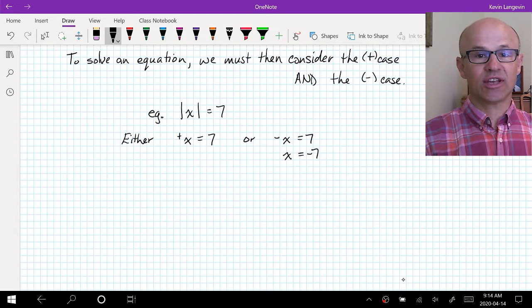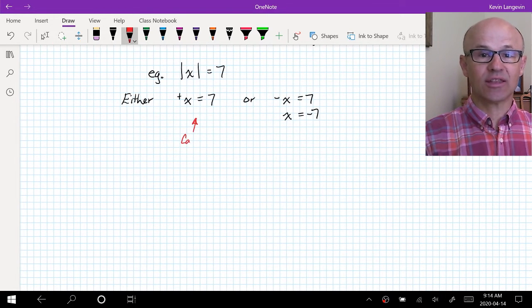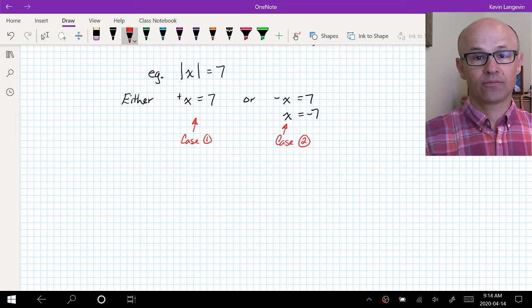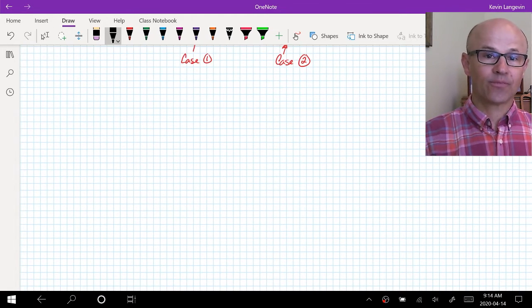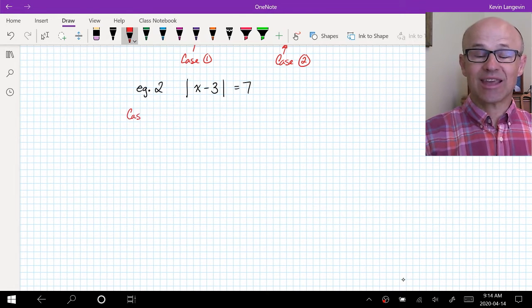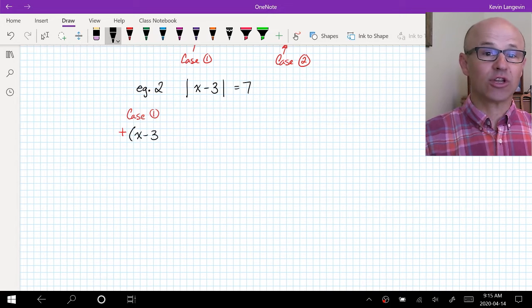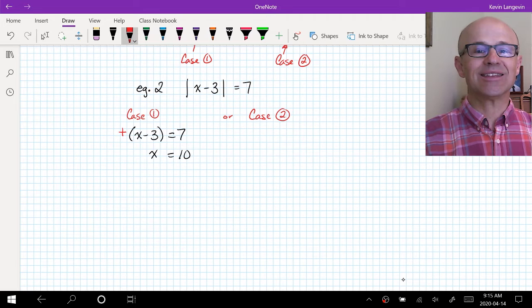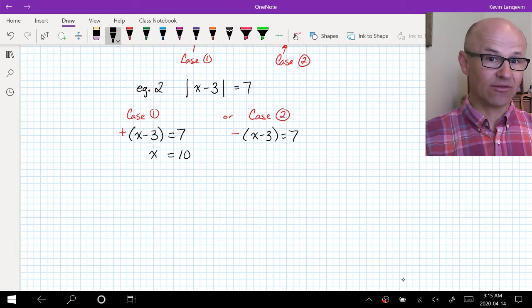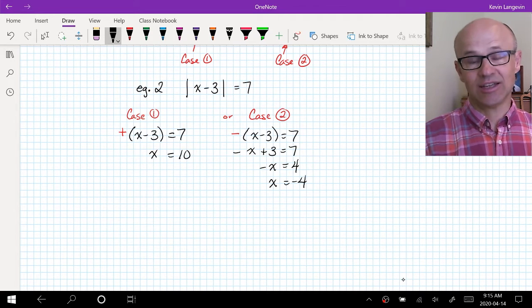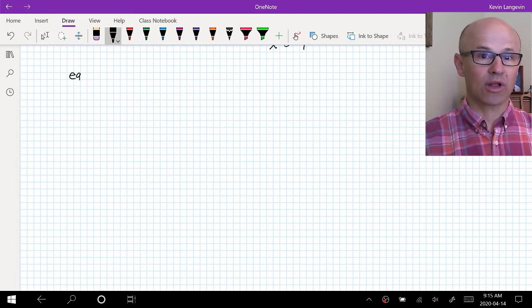So in our first example, what we could do then is create a case 1 and a case 2. To set this up, I'll show you through with example 2. In my case 1, the x minus 3 could be positive, I could solve, or case 2, the x minus 3 could be a negative, which I carry into the brackets and then solve, giving me a second possible solution. I could test both of those and they do both work out.